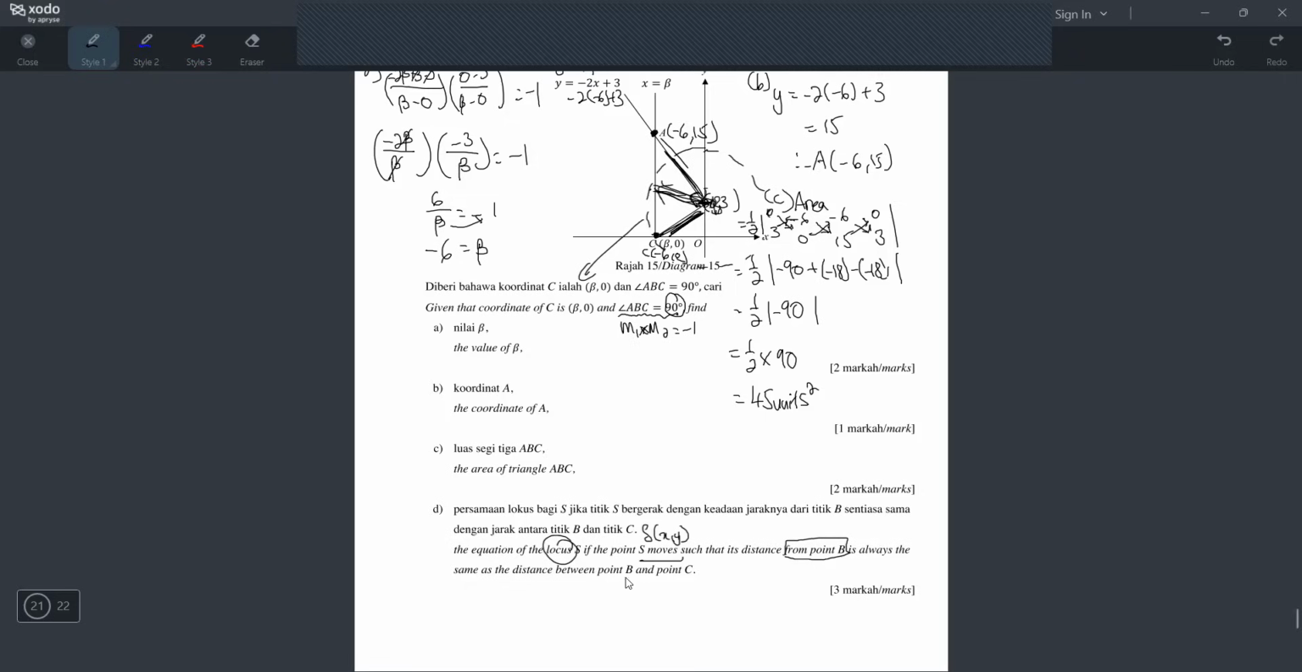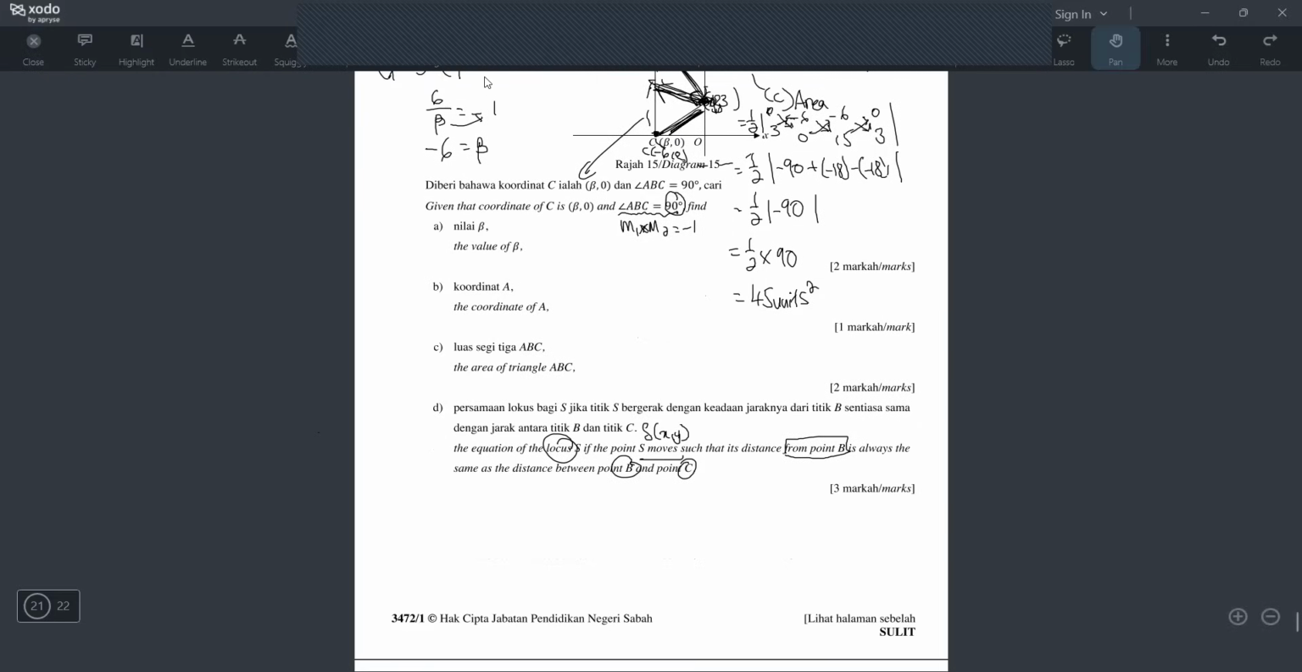Well, they already say it's the same as the distance from B and C. So the distance here to here will be the same as the distance from B to C. So now I will just find the distance from B to C, right? So I'll just write distance of BC. And the formula for distance is what? Do you remember? Square root, bracket square plus bracket square. What do you have to write here?